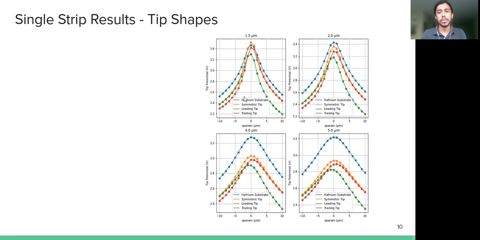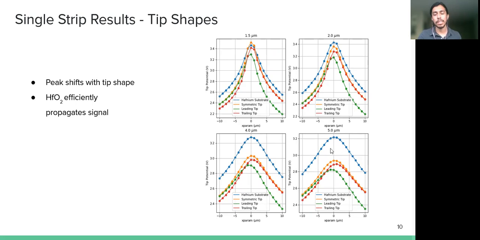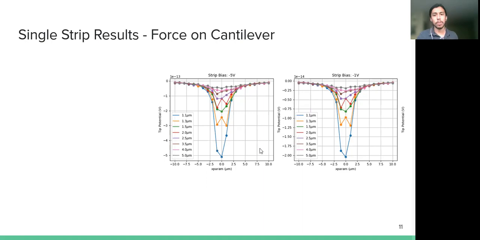Here I separated them according to different tip geometries, as well as adding in the result of changing the substrate for the symmetric tip. As you can see, from the green, red, and orange lines, the peak actually shifts with the shape of the tip, which is reminiscent of my colleague Karthik's results. As we get further into the substrate, the peak signal begins to decrease significantly, except for the signal that's embedded in the hafnium substrate. So as you can see, the hafnium dioxide actually propagates the signal pretty efficiently. So in conclusion for this, yes, we can detect pretty shallow subsurface structures using common silicon dioxide.